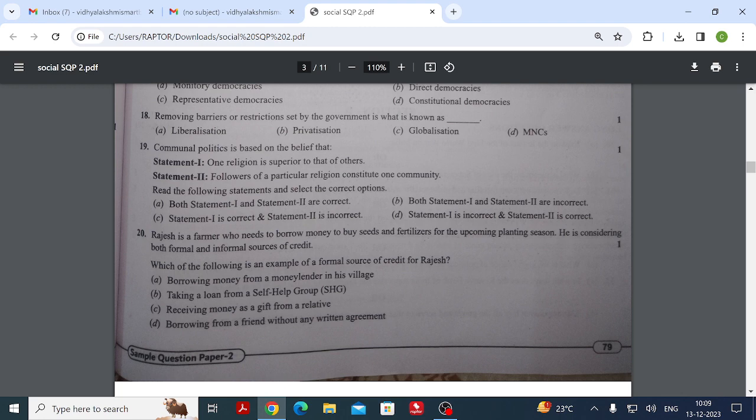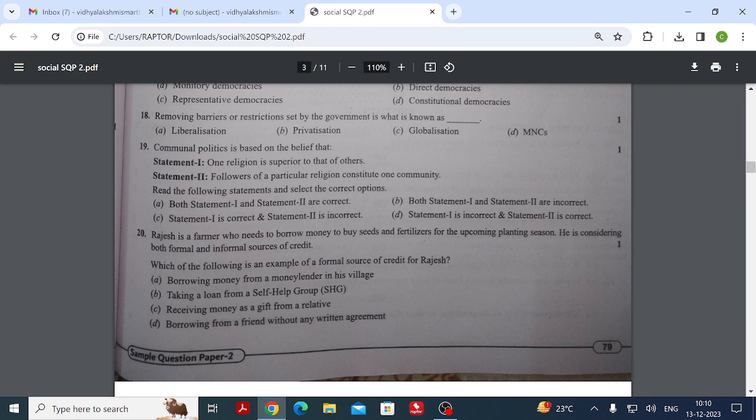Suppose take civics. Communal politics in the sense it's about religion. So with communal politics, automatically they will think that one religion is superior to others. So that is correct, right? Statement 1 is correct, because already they have given at the top that it is communal politics. Communal politics is about religion. Automatically there is a party related to religion. When the political party is related to a community, which is nothing but religion, automatically they think that one religion is superior to that of others. That is true. And followers of a particular religion constitute one community.